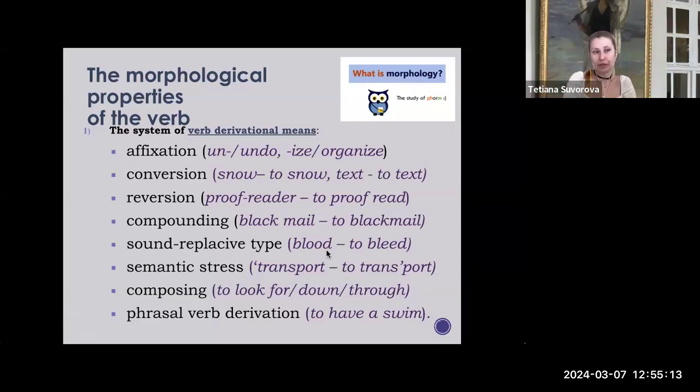And the sound replacing type can also be used. Food, feed, to feed, by which we recognize that it is the verb and not the noun. And blood, to bleed, for example.